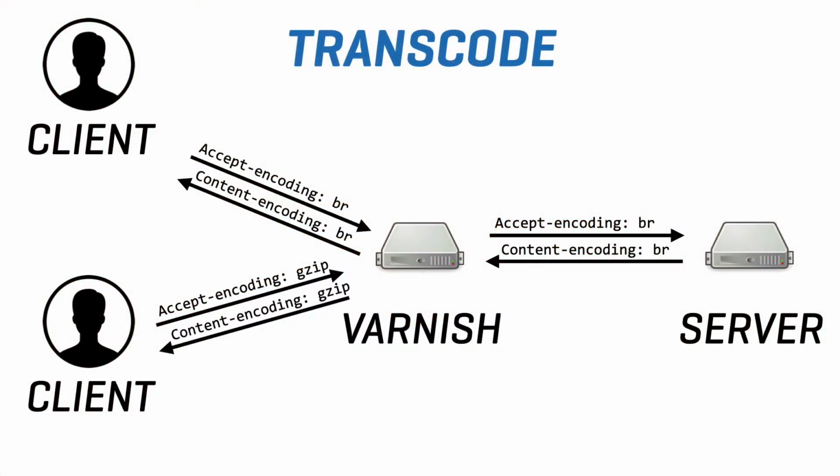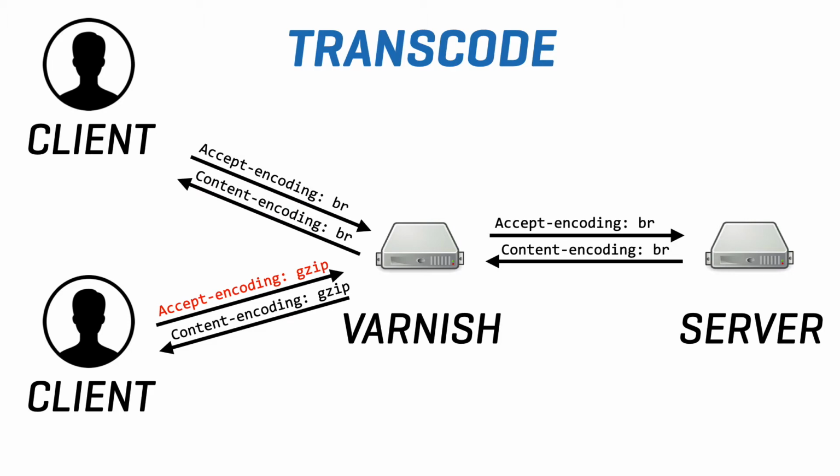It all starts when the first client connects to Varnish, sends an HTTP request, and advertises its Brotli support through the accept encoding header. Varnish doesn't have the object stored in cache and needs to connect to the server. It forwards that very same accept encoding header that it received from the client. The server notices this and happens to support Brotli and sends a Brotli encoded response back, while advertising this using a content encoding BR value. Varnish stores the object in cache and delivers it back to the client in the requested encoding format.